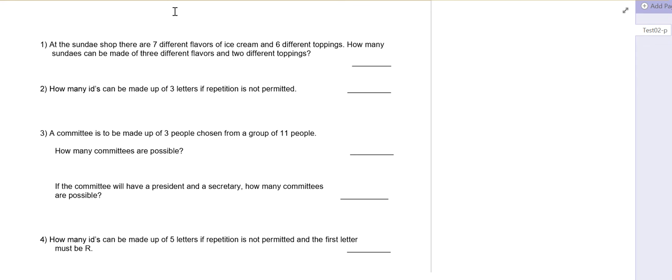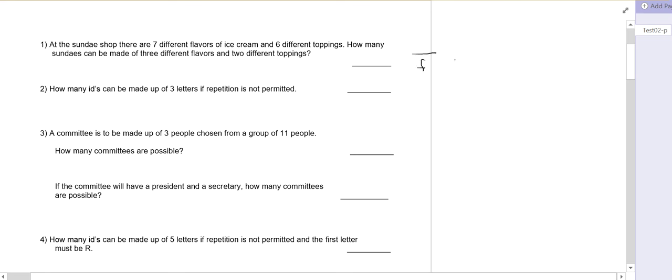So, remember, the counting routine says the first thing we have to do is say what we got to do. We need 3 different flavors, right? So we need the first flavor, the second flavor, the third flavor. Then we need 2 different toppings. So we need a topping and then another topping. So that's step 1. Step 2 is where are they coming from? Well, our flavors are coming from 7 different flavors. Our toppings are coming from 6 different toppings, right?